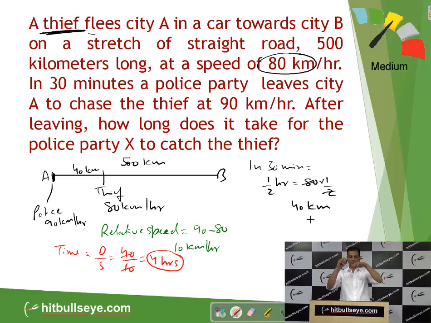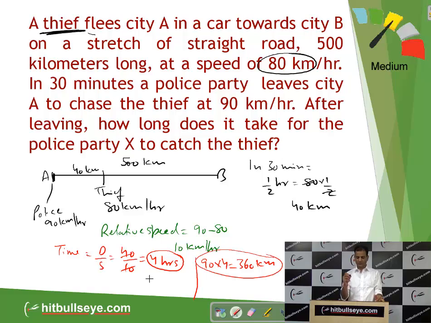And now if the question is what is the distance covered in these 4 hours, so the distance covered will be the same. So what is the distance covered? 90 into 4 is 360 km. The police has covered this, so the thief will also cover 360 km. But this is not in the question. The question is how much time the police party will take to catch the thief. Now we will move to the next question.